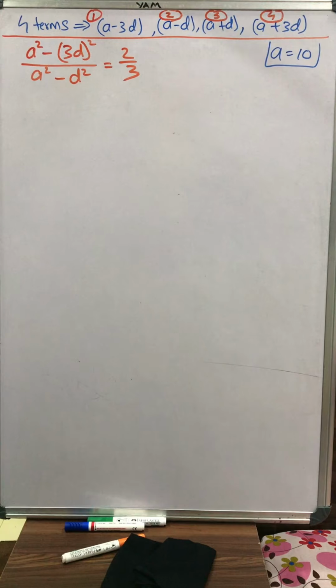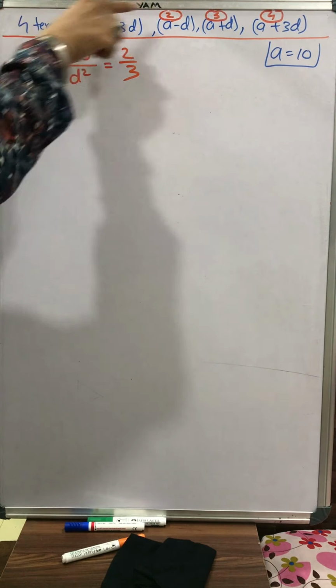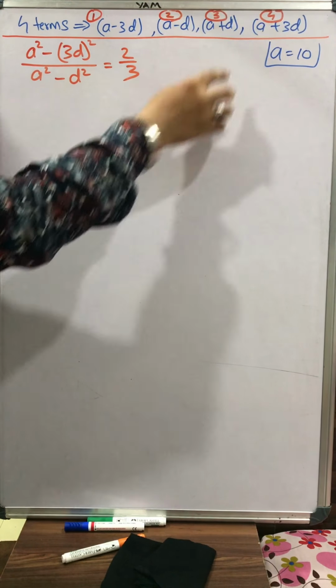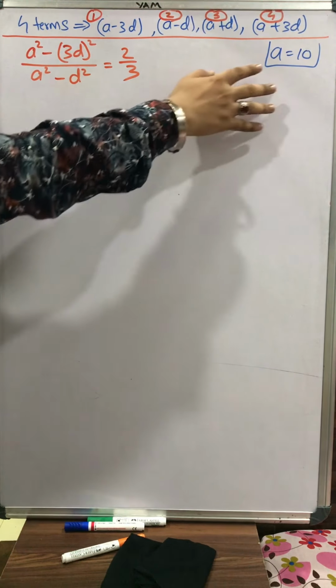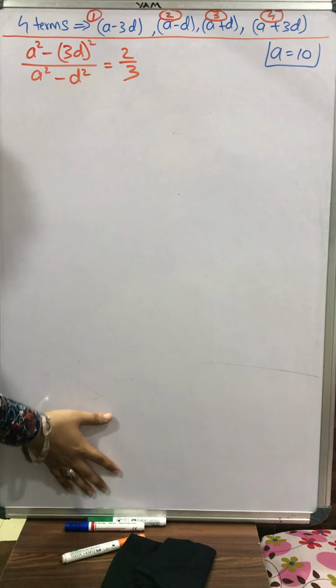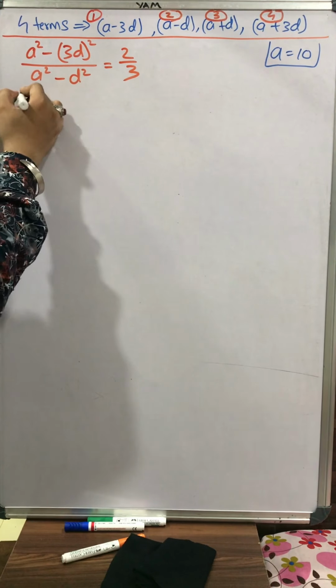Okay, students, I have erased my board. Just for our reference, I have written the 4 terms that we assumed: first a minus 3d, second a minus d, third a plus d, fourth a plus 3d, and we obtained the value of a as 10, which I have written here for further use. And the last expression I have just copied over here for the continuation. Okay, let's start, students.